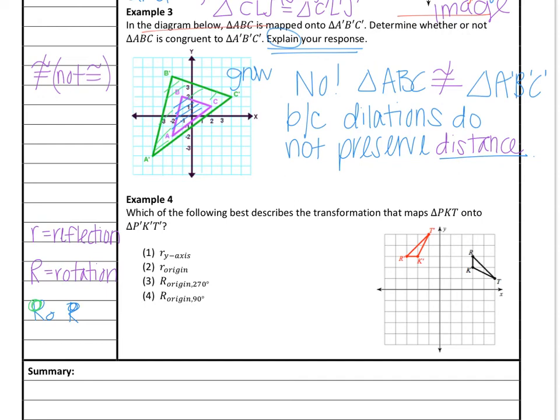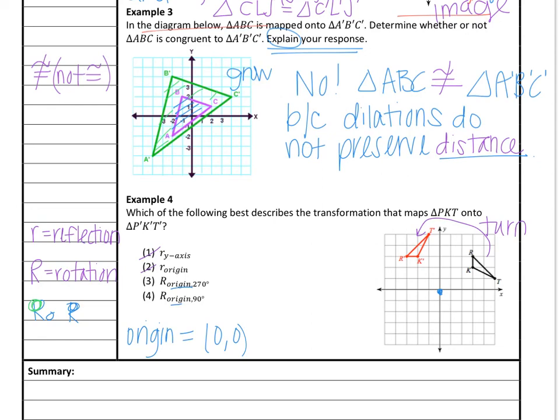So I see that the black triangle PKT gets mapped onto the primes by turning. So a turn eliminates choice 1 and choice 2 because reflection is a flip, rotation is a turn. We are turning about the point called the origin. The origin is 0, 0. Origin equals 0, 0. So now we have to decide how many degrees we are turning.